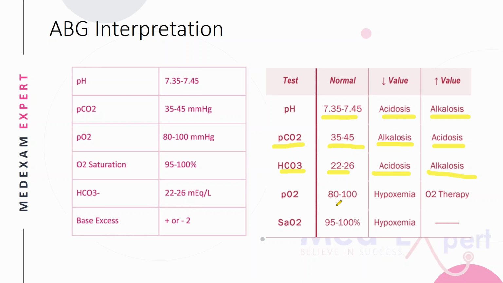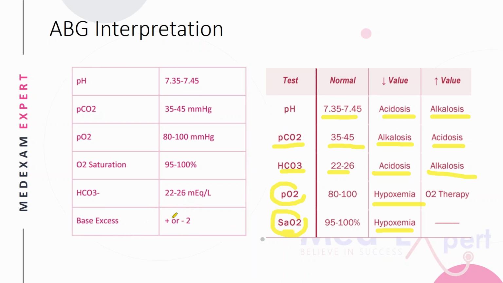The partial pressure of O2, when it decreases, of course, leads to hypoxemia. The same for the saturation of oxygen. You can depend on either of these two parameters. You can use the partial pressure of the oxygen or the saturation. By the way, the partial pressure of the oxygen means how much oxygen is dissolved in the blood, but the saturation means how much oxygen is bound to hemoglobin. So this is the difference between the partial pressure and the saturation. The partial pressure means how much O2 is dissolved in the blood, and on the other hand, the saturation means how much oxygen is bound to hemoglobin.